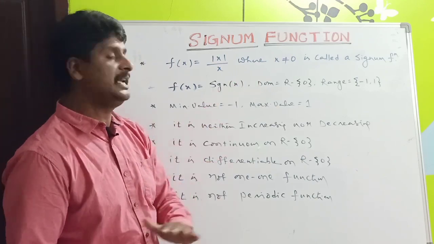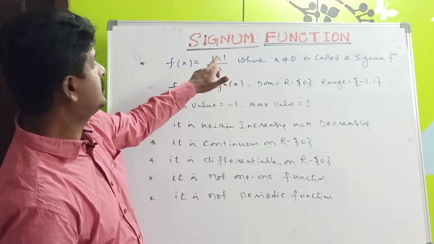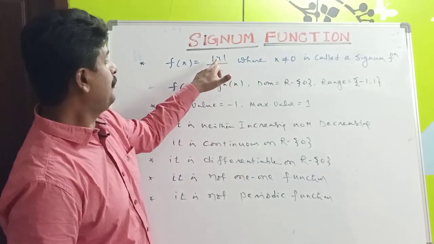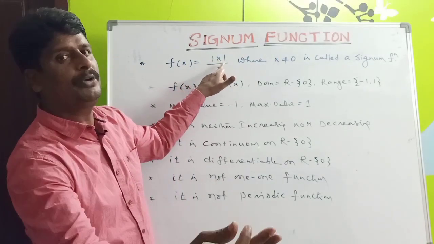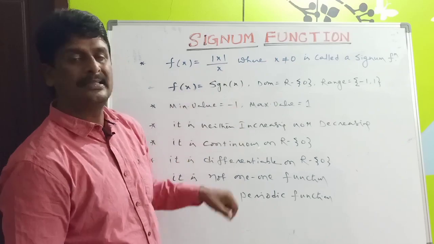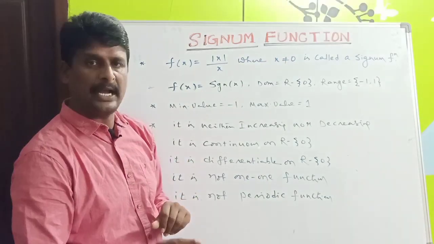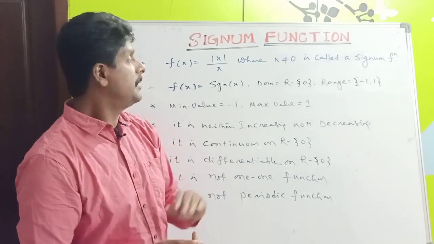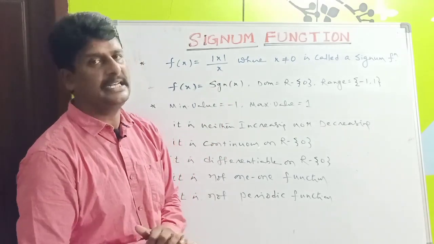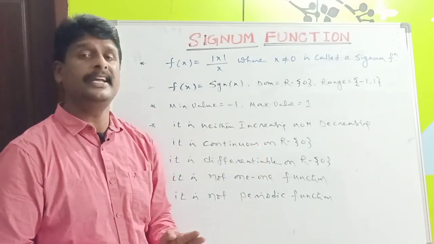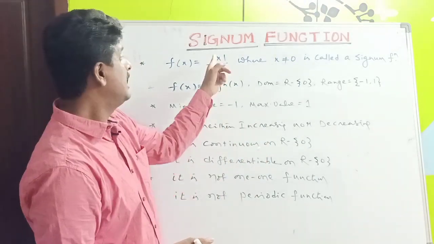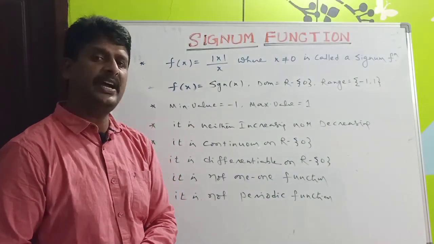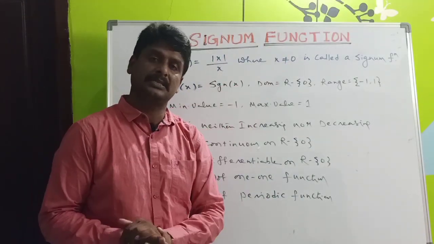The signum function is a very easy function. Just the modulus x definition we should know thoroughly. If x is positive, mod x will come out as x. x by x is 1. That's why the second case, x greater than 0, gives 1. If x is negative, mod x will come out as minus x. Minus x by x, we are getting minus 1. That is the first case. So there are only 2 types of cases. If x is equal to 0, the function does not exist. So that's why it is not defined at x equals 0.